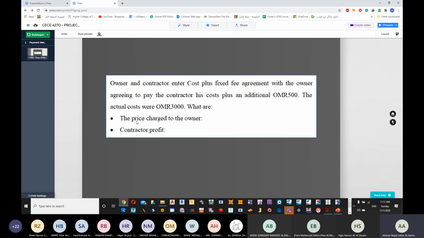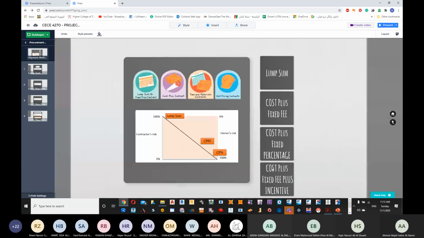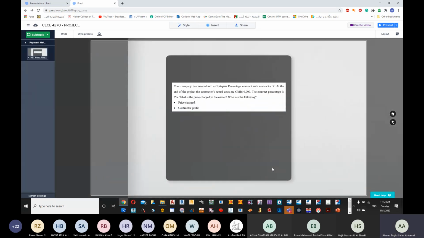Now, once again, if the project is complicated, will you agree as a contractor to have only 500? If the project is complicated and you know that it might take a lot of time, will you agree to a fixed price? Of course, as a contractor, I will not agree to take a fixed price. I'll agree to the second method, which is cost plus fixed percentage.